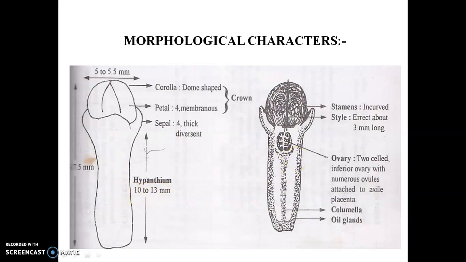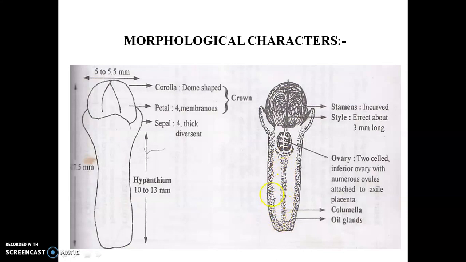So in this macroscopy they have also given details like it contains the dome shaped portion, that is the corolla. It contains stamens which are incurved. Inside that a style is present, which is generally erect and about 3 mm long. Then below that dome shaped portion, in the hypanthium, it contains an ovary. The ovary is generally 2-celled and inferior, which contains numerous ovules attached to the axial placenta. And below that it consists of the region known as the columella.